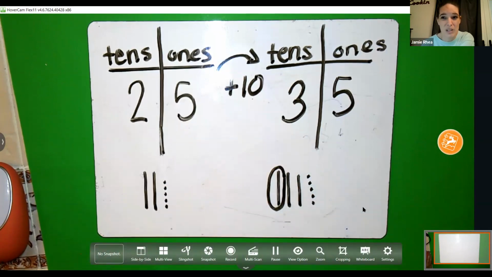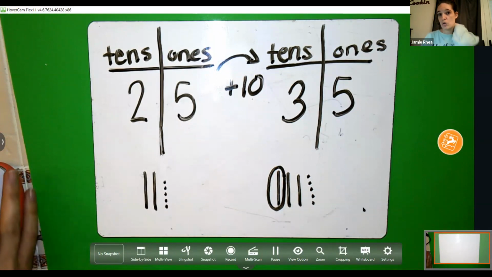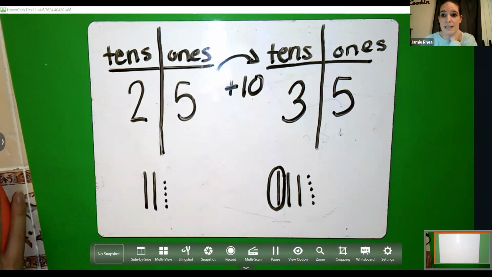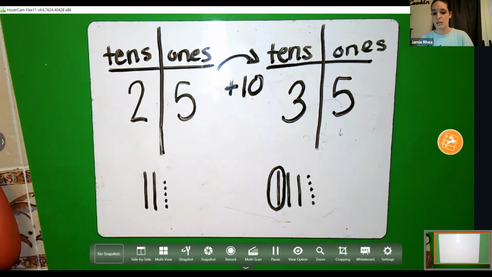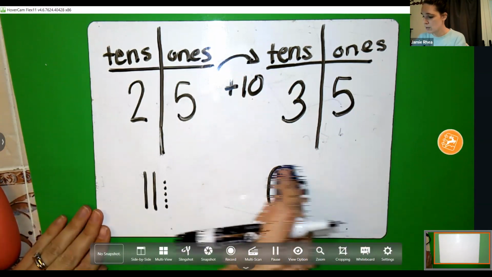Now, are we done? No, because remember, it wants us to do a part B. Part B says to write a statement comparing the two amounts of strawberries using one of the phrases: greater than, less than, or equal to. Let's look. How can we write a statement comparing these two numbers? Now I'm going to erase our drawing down here.